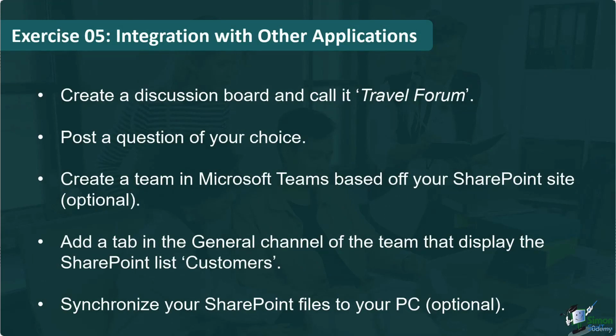It's time now to complete exercise 5. And in this exercise, we're going to practice some of the skills that we've learned in this section of the course, where we have looked at how SharePoint integrates with other Microsoft 365 applications. So the first thing I'd like you to do here is create a discussion board for your team site and call it Travel Forum. And I'd like you to make sure that that discussion board is easily accessible either via a link on the home page or from the Quick Launch menu.